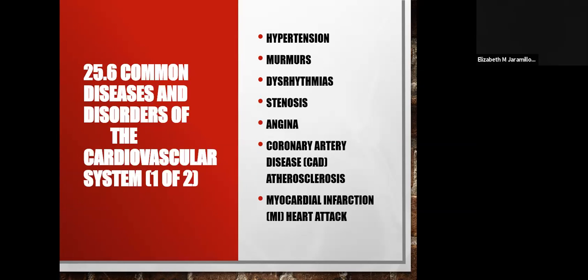So your objective 6 is to be able to describe or discuss common diseases and disorders of the cardiovascular system. And while there are many, we're going to go through a few here. We got hypertension, murmurs, dysrhythmias, stenosis, angina, coronary artery disease or CAD, atherosclerosis, myocardial infarction or an MI as it's known. It's pretty much a heart attack. Okay.